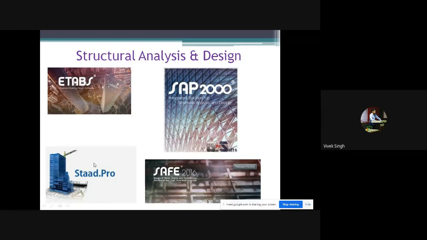STAAD Pro is from Bentley. Bentley is the developer of STAAD Pro. And for ETABS, SAP 2000, and SAFE 2016, the developer is CSI America. CSI America is the developer of these three: ETABS, SAP 2000, and SAFE 2016. So you can also go to the CSI America website. You can get trial versions of these softwares, and you can look into them.